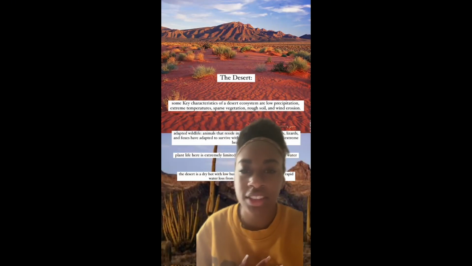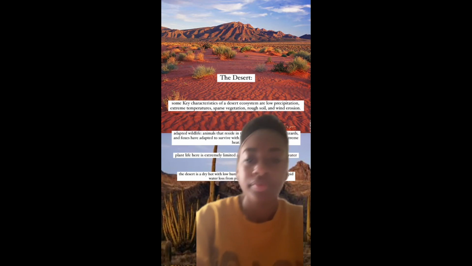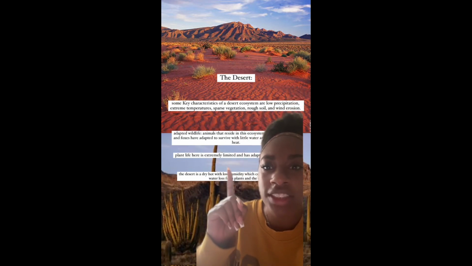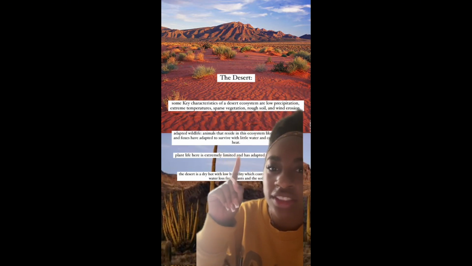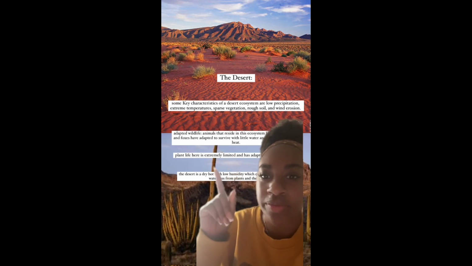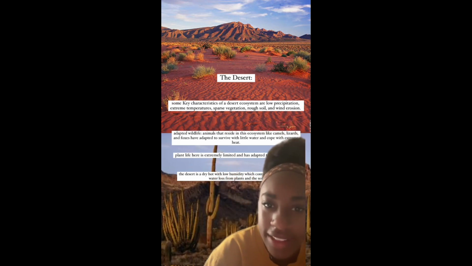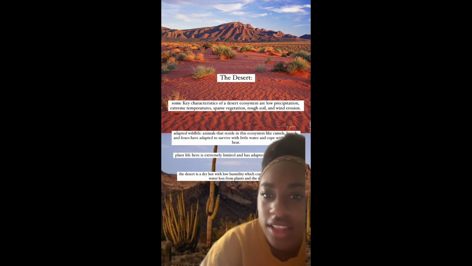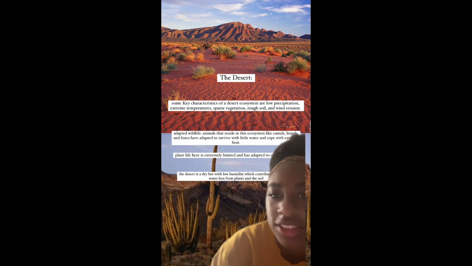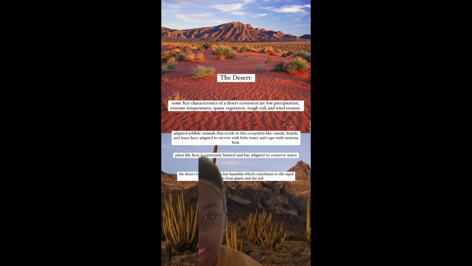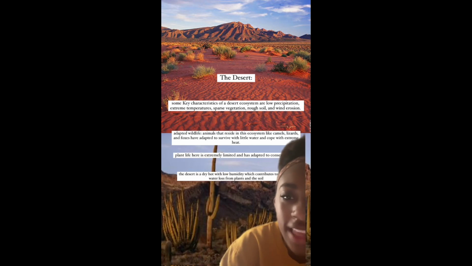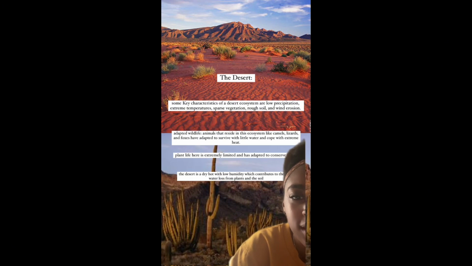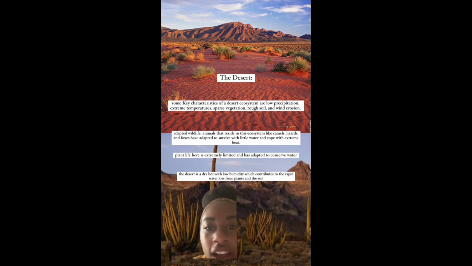Another ecosystem I will be talking about is the desert. This ecosystem has low precipitation, extreme temperatures, various vegetation, and rough soil and wind erosion. Some animals that reside in this ecosystem are camels, lizards, and foxes. These animals are adapted to survive with little water and cope with extreme heat. Plant life is extremely limited and has adapted to conserve water. The desert is dry and hot, with low humidity, which contributes to the rapid water loss from plants and soil.